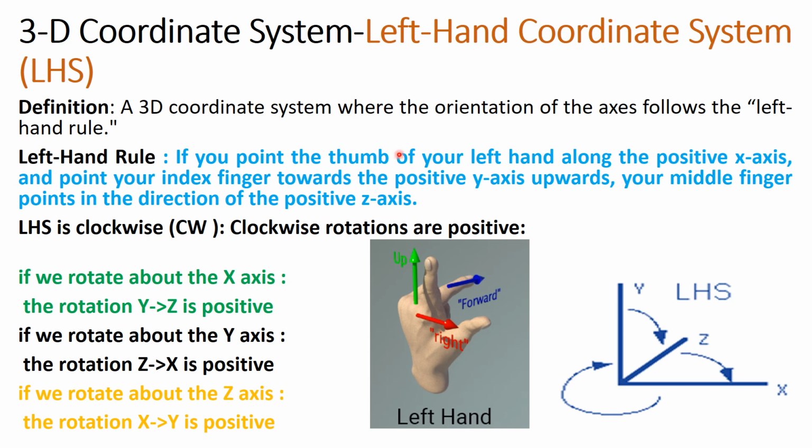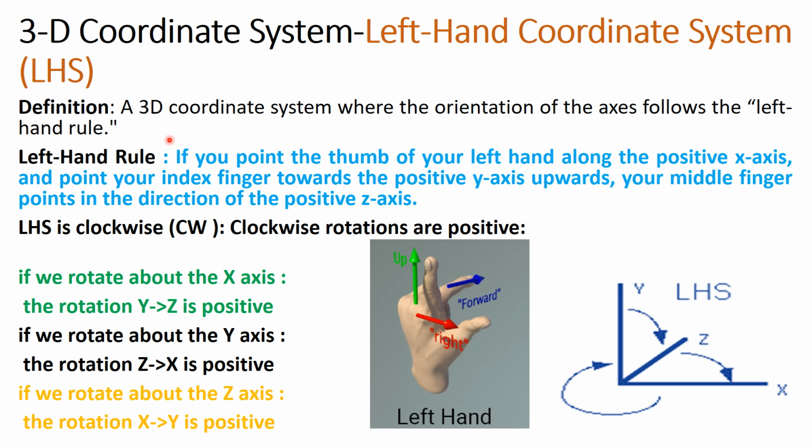Left hand coordinate system, LHS definition. A 3D coordinate system where the orientation of the axis follows the left hand rule. هو نظام إحداثيات ثلاثي الأبعاد اتجاه المحاور فيه يتبع قاعدة اليد اليسرى.